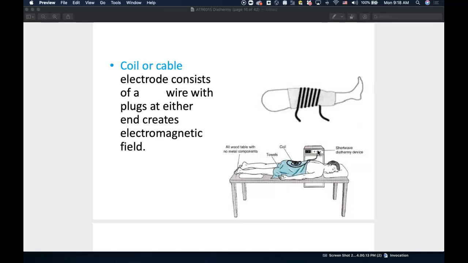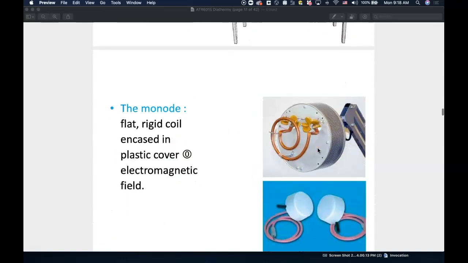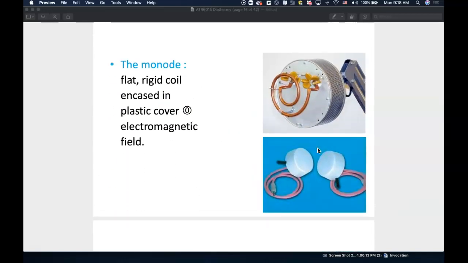Again, most often in the field of athletic training, we are going to be using the capacitive method, the method where we're not touching, where the electrodes are sitting about 3 to 6 inches away from the patient's skin. We know about the coil method that there's an increased risk of burns. That's one of the reasons that I don't recommend the coil method, but certainly it can be utilized. We have the monode method.